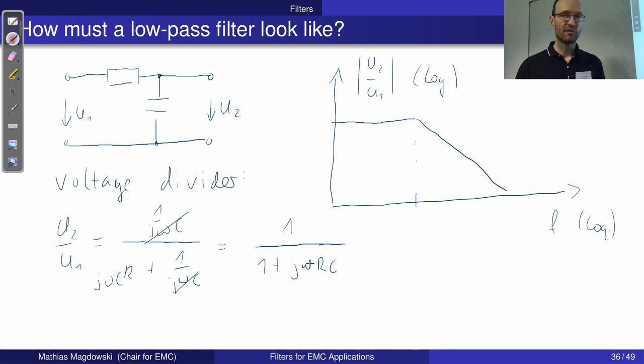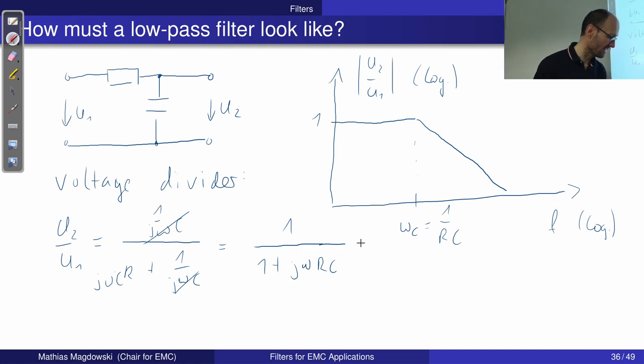And so this means if the frequency is very low, then here the 1 wins against this term. So we get 1 over 1, so we get this constant 1 that we have here. And at higher frequencies, if omega is large, then this term wins against the 1. So we get 1 over omega, and we get this 1 over omega going down. And then there is this break frequency in between. The corner frequency is at 1 over RC, right? That depends on this RC. Okay, so this is how this should look like.